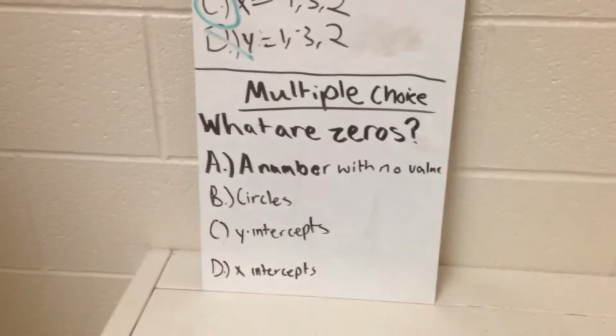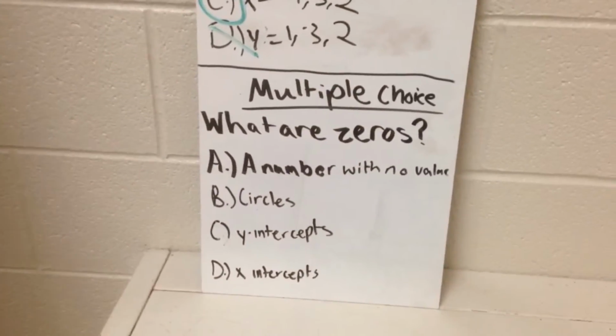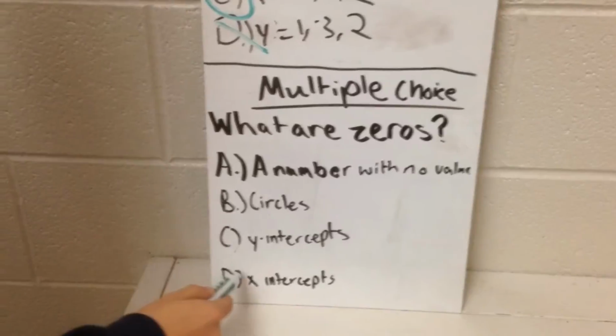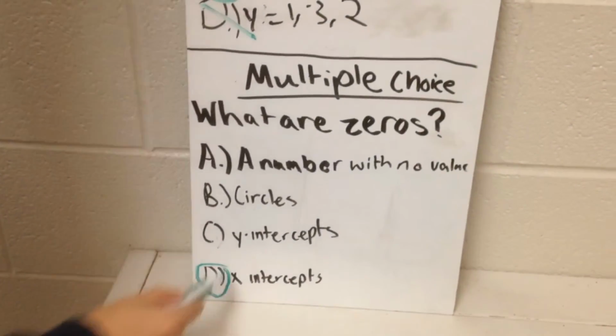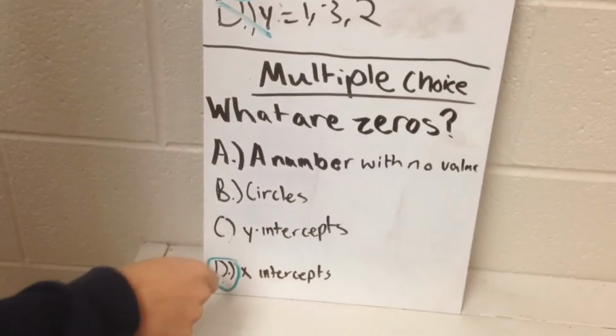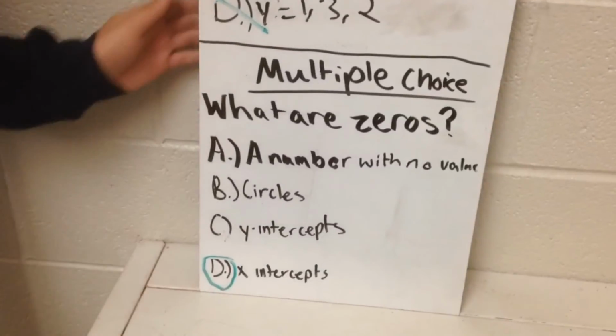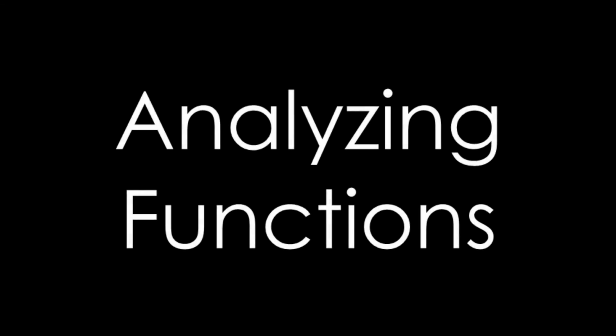What are zeros? And I basically just explained that in the first one. So they are x-intercepts. Remember, not y, x-intercepts. And these have been more multiple choice problems. I hope this video has improved your understanding of analyzing functions. Thanks for watching.